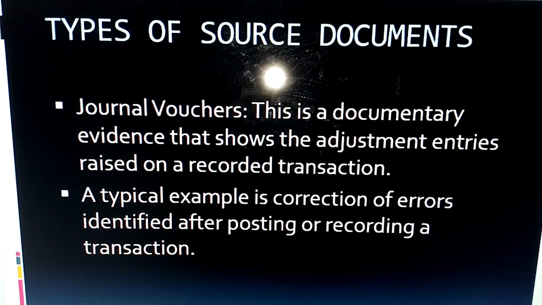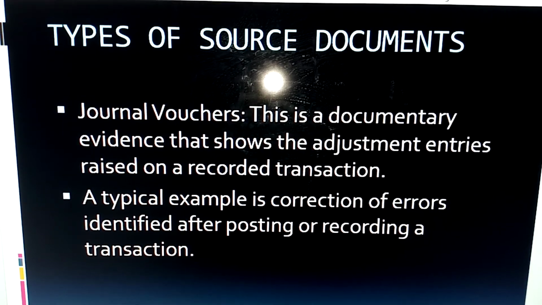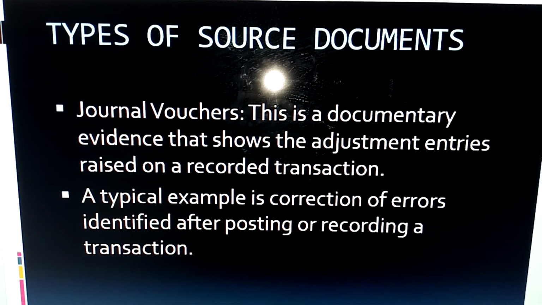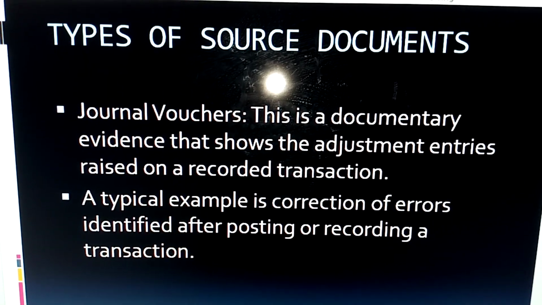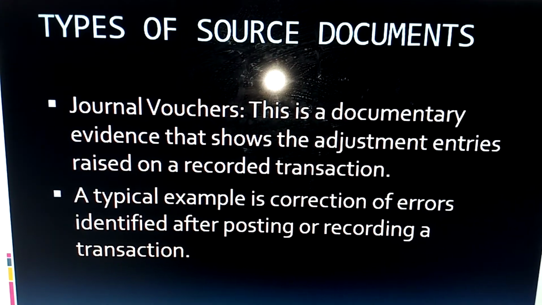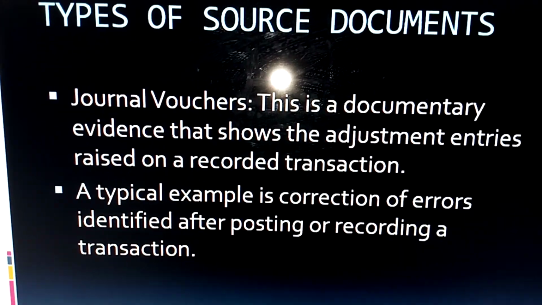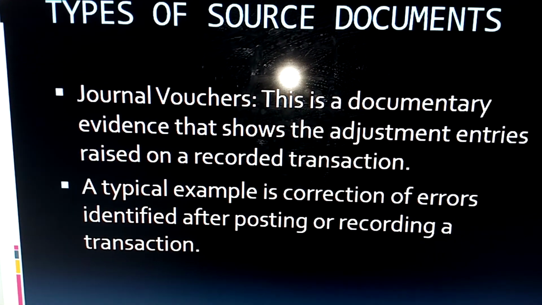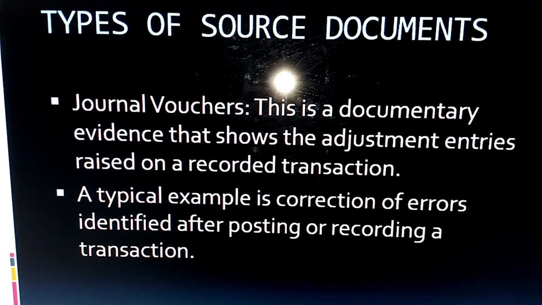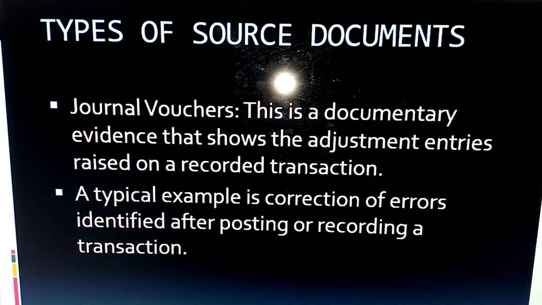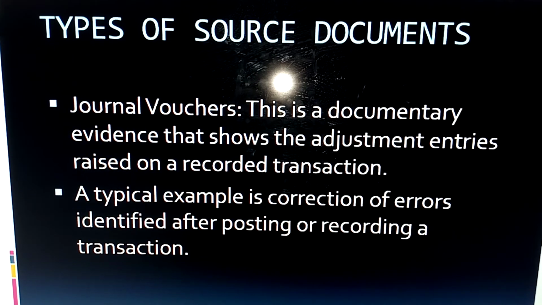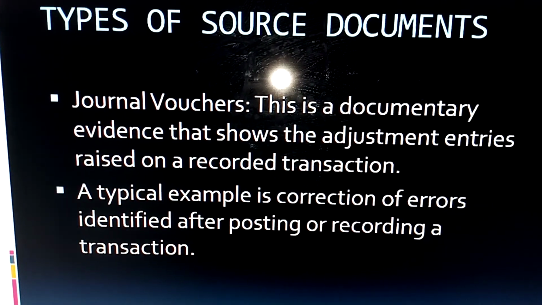You raise journal vouchers. So the journal voucher shows the journal entries made, and an explanation for the reason for the adjustment. For instance, there's an error identified after posting or recording a transaction. You need to raise a journal to correct it. So the documentary evidence that explains the adjustment is what we call the journal voucher.